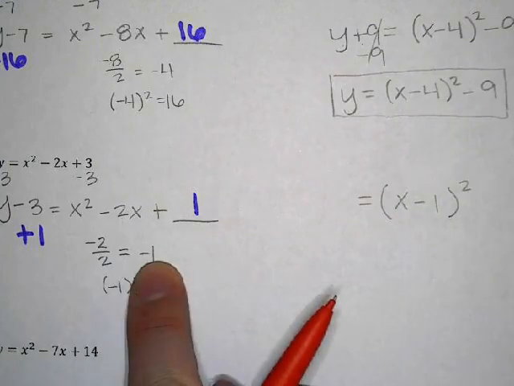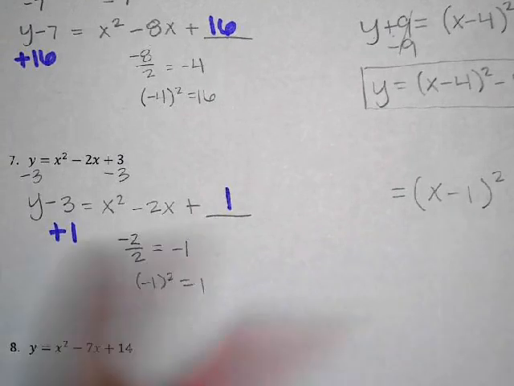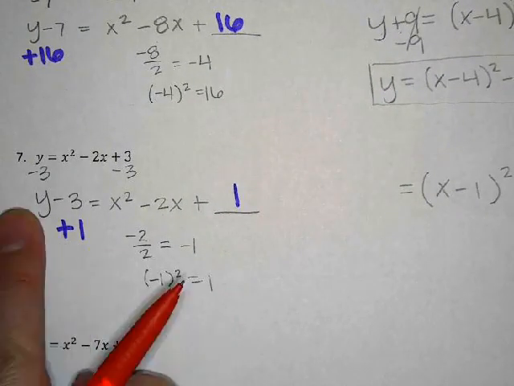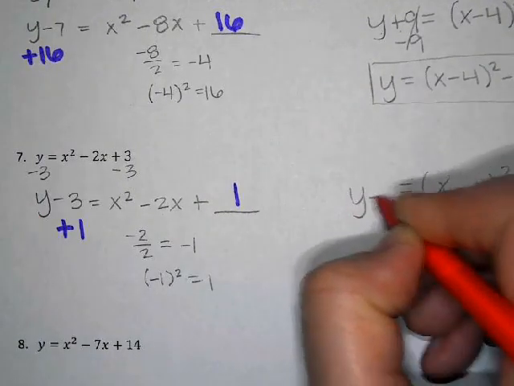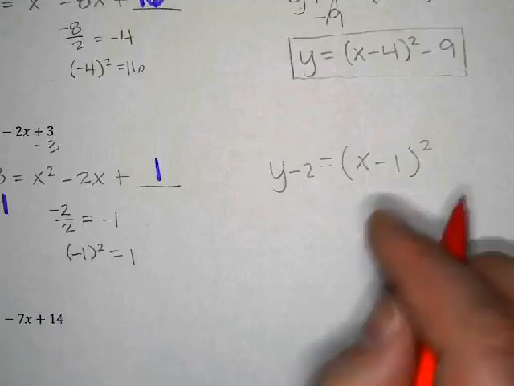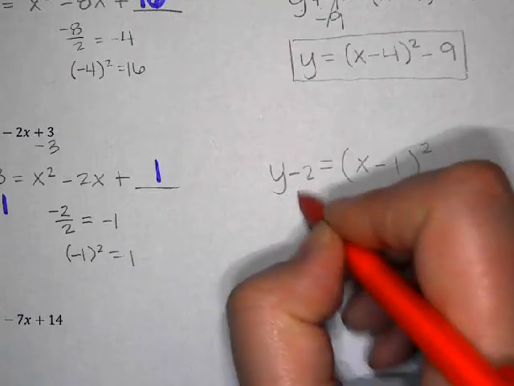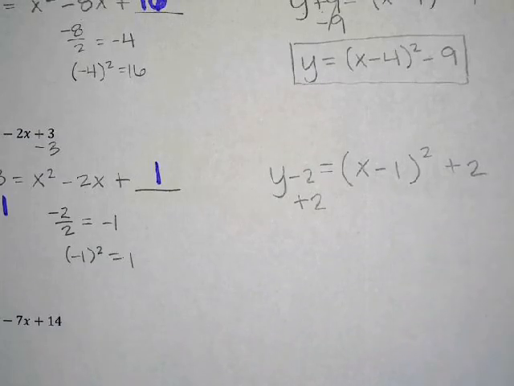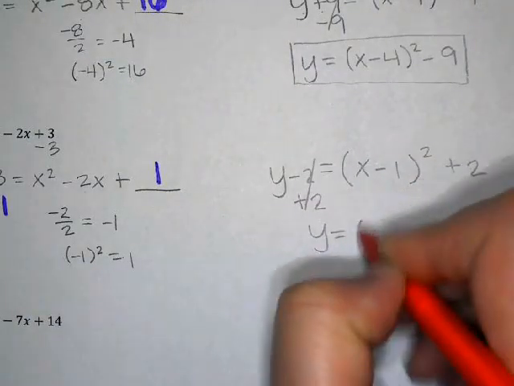And then what do I write on the other side? I write y minus 2. Okay? Now I want to get the y all alone, so what do I do? Add 2 over to the other side. And I get y equals (x minus 1) squared plus 2.